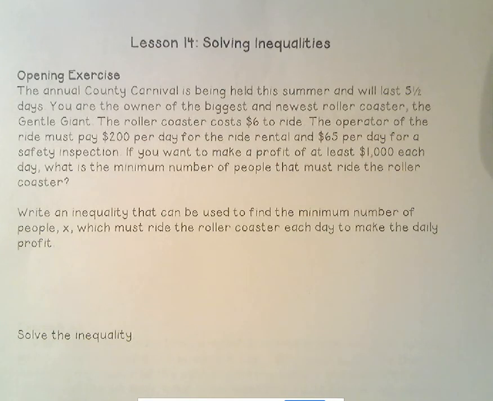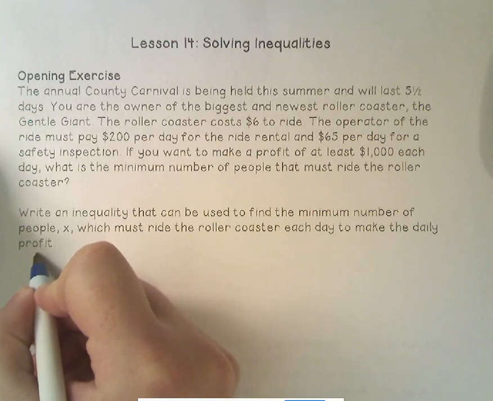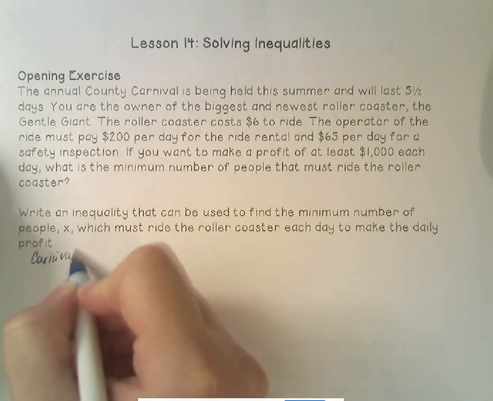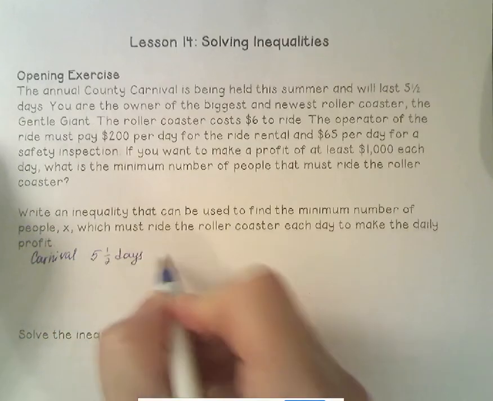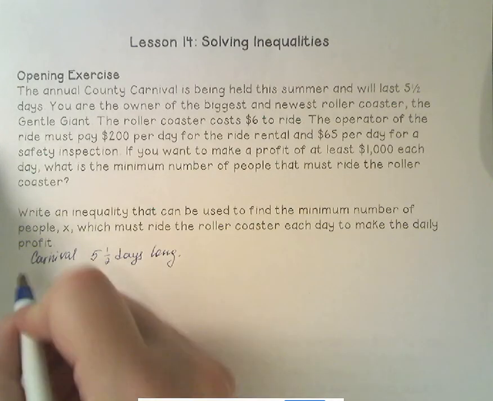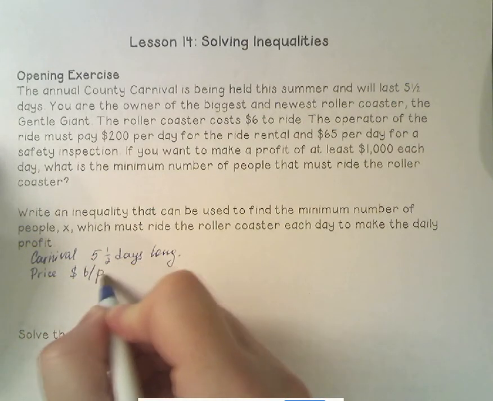Okay, so what do we know here? What information do we need to take out? We know that the carnival is being held for 5.5 days. So let's write it down. So the carnival is 5.5 days long. We also know that the cost or the price per person is $6. Price $6 per person.